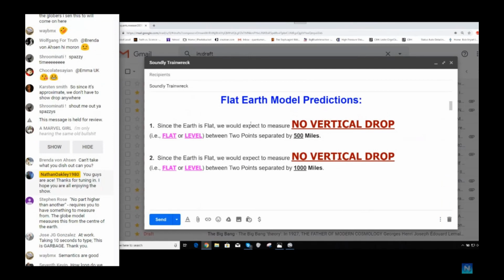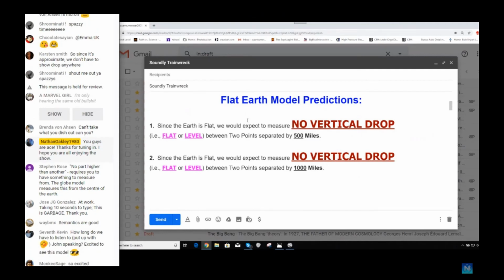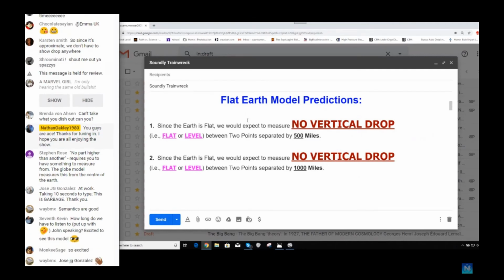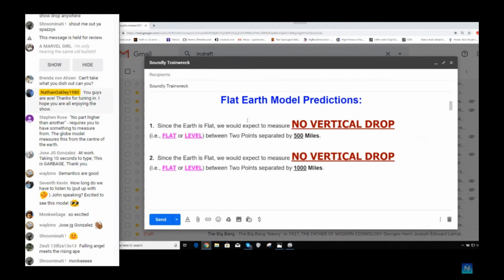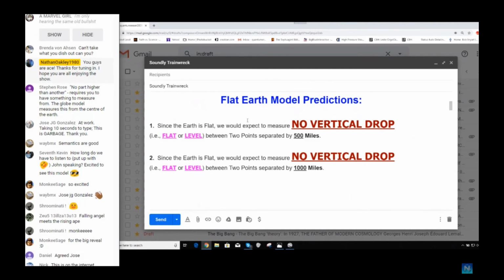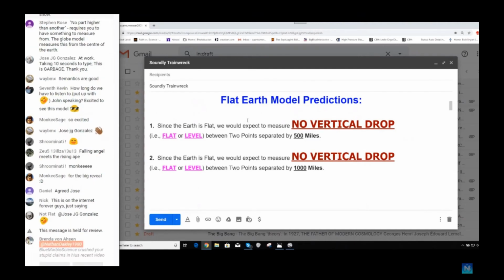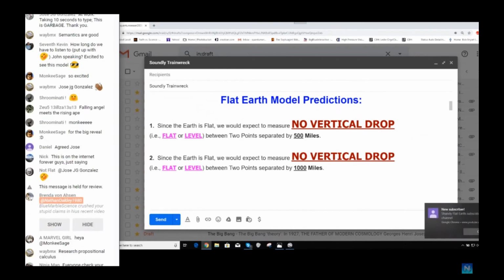So, the flat Earth model predictions, right? That's what we need. We need to test this, correct? Number one, since the Earth is flat, we would expect to measure no vertical drop, i.e. flat or level, between 2 points, separated by 500 miles. Number two, since the Earth is flat, we would expect to measure no vertical drop, i.e. flat or level, between 2 points separated by 1,000 miles. It's just that simple. We are going to test this model.